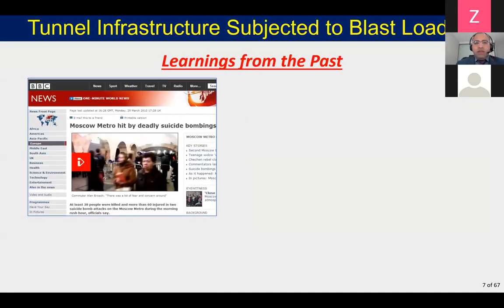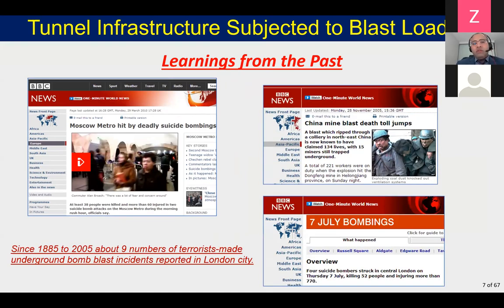So here comes the learning from the past, some unfortunate events which happened because of terrorist-induced activities or maybe some natural explosion inside underground structures. Many people have lost their lives in several parts of the world. Especially from the European perspective in London, from 1885 to 2005, there were around nine terrorist-made explosions in underground structures, and so many people lost their lives.